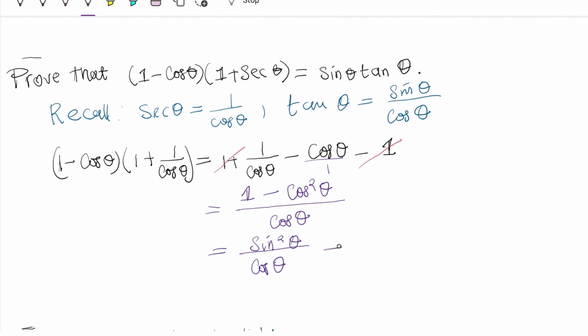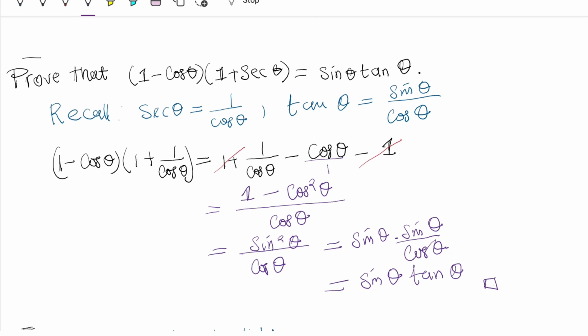Okay, now what is this? Remember, I can rewrite this as sine theta multiplied by sine theta, right? Because this is squared, then divided by cos theta. Okay, so this is sine theta. We said sine theta over cos theta is tan theta. And this is what we are looking for, and we are done.